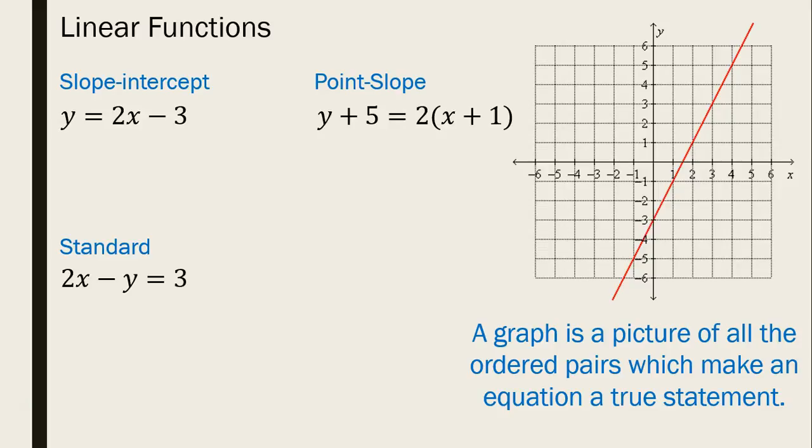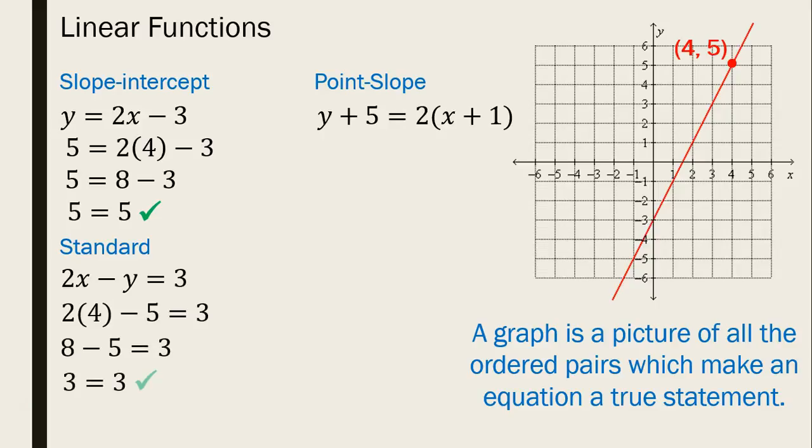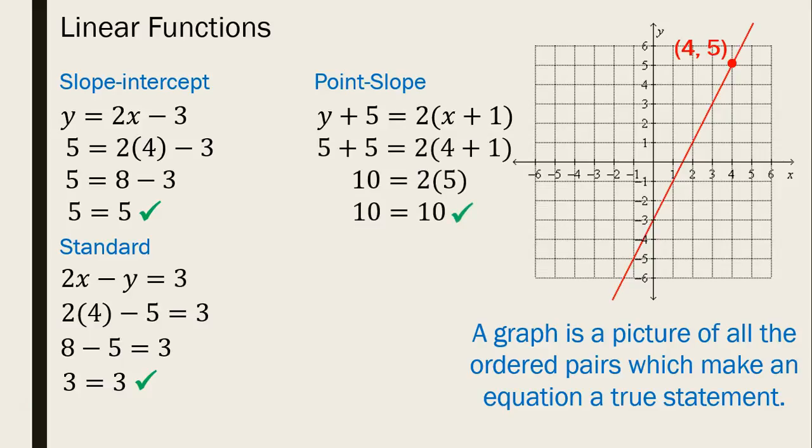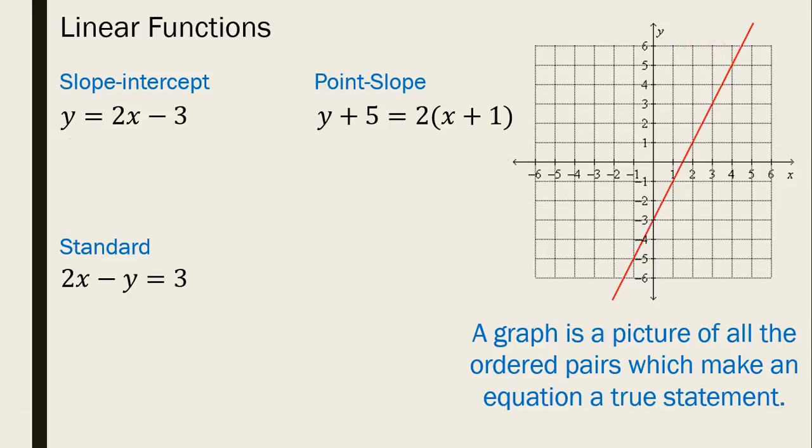Now getting back to this idea that a graph is just a picture of all the ordered pairs which make an equation a true statement, let's pick out a point on this line, like (4, 5), and show that it really does make all of these equations true. In slope-intercept form, we have the true statement 5 equals 5. In standard form, we have the true statement 3 equals 3. And in point-slope form, we have a true statement 10 equals 10. No matter what point we choose that's on this line, it will make all of these equations, which are all equations for this same line, a true statement.